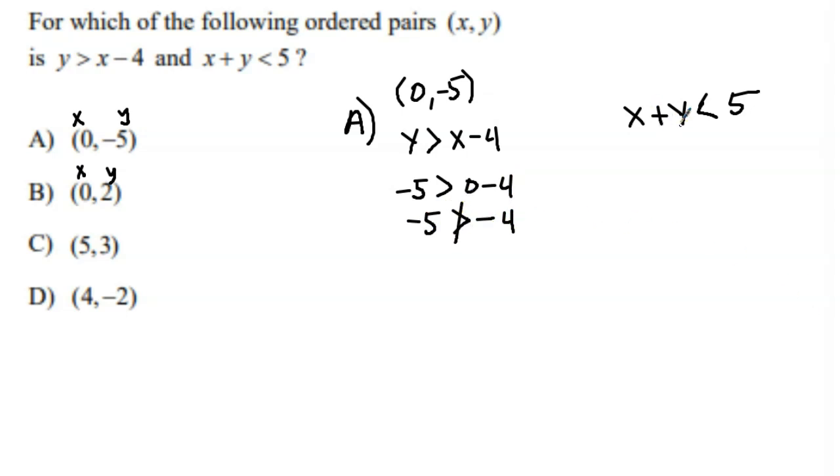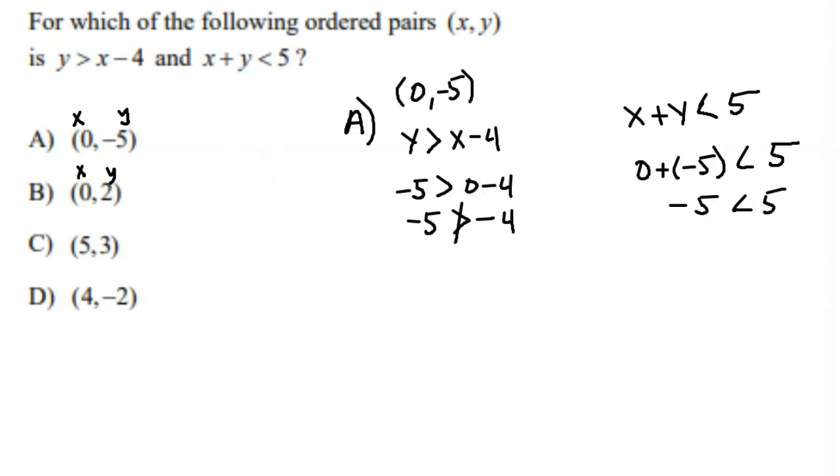And now let's plug it in here. Since one of them is not true, it's not going to be true. But let's look at here. So here we add 0 plus -5 less than 5. And indeed, this one is true, but the other one is not true. So it will not satisfy both.